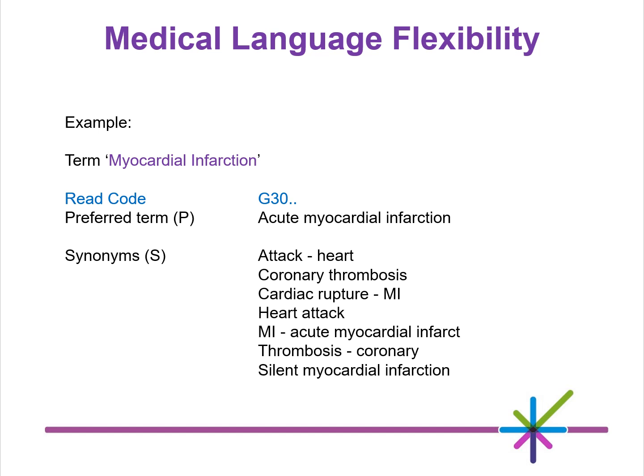For example, acute myocardial infarction is the preferred term for the code G30... It also has several synonymous terms included within Read, such as heart attack and coronary thrombosis. This means when searching any of these terms, the code G30... will be suggested. It also allows a simple check that it is the correct code by simply checking the synonymous terms.